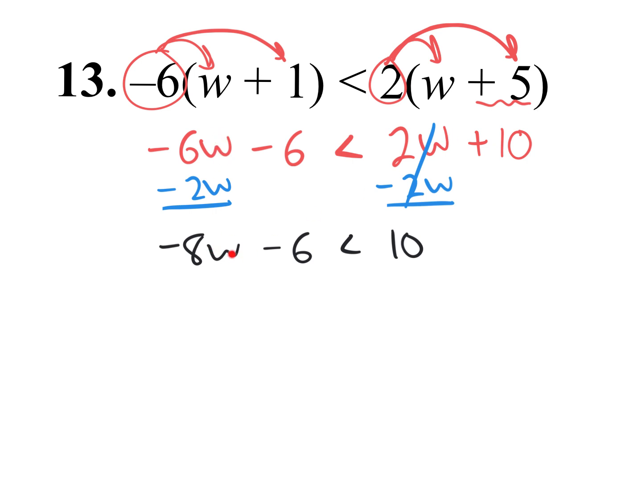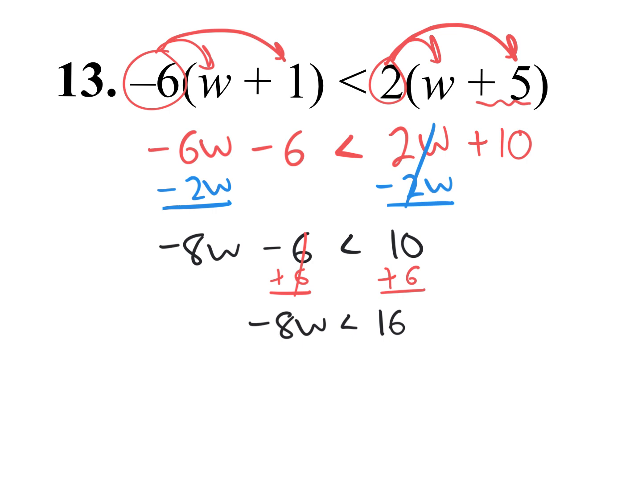So now let's get that w by itself. How do you get rid of the minus 6? Well, you're going to do the opposite of minus 6, which is a plus 6. And what you do to one side, you do to the other, plus 6. Your new inequality reads negative 8w, bring down the inequality, is 16.